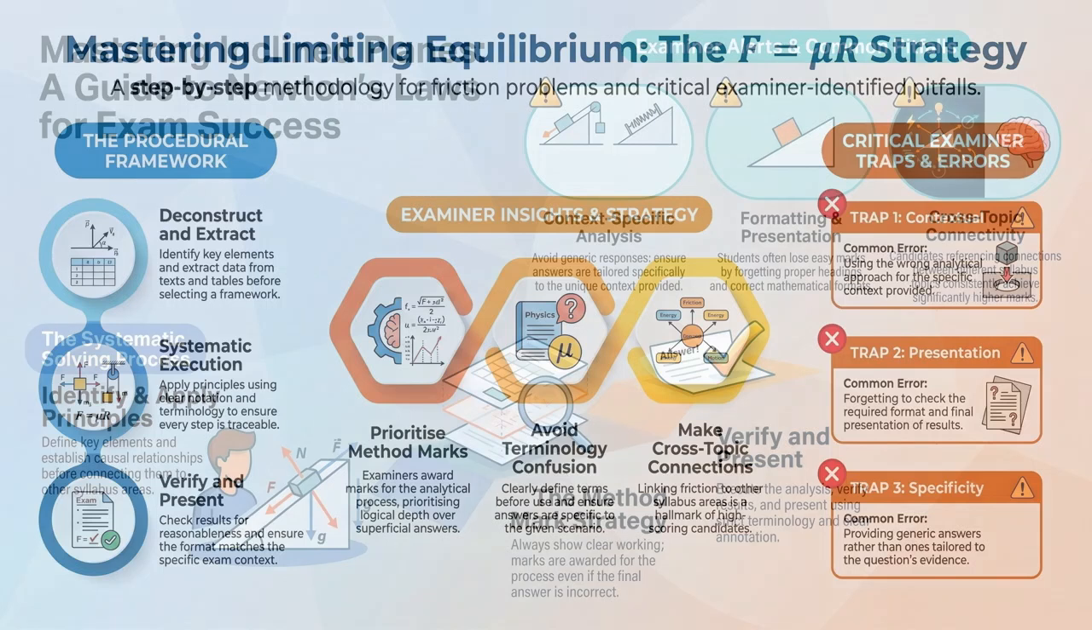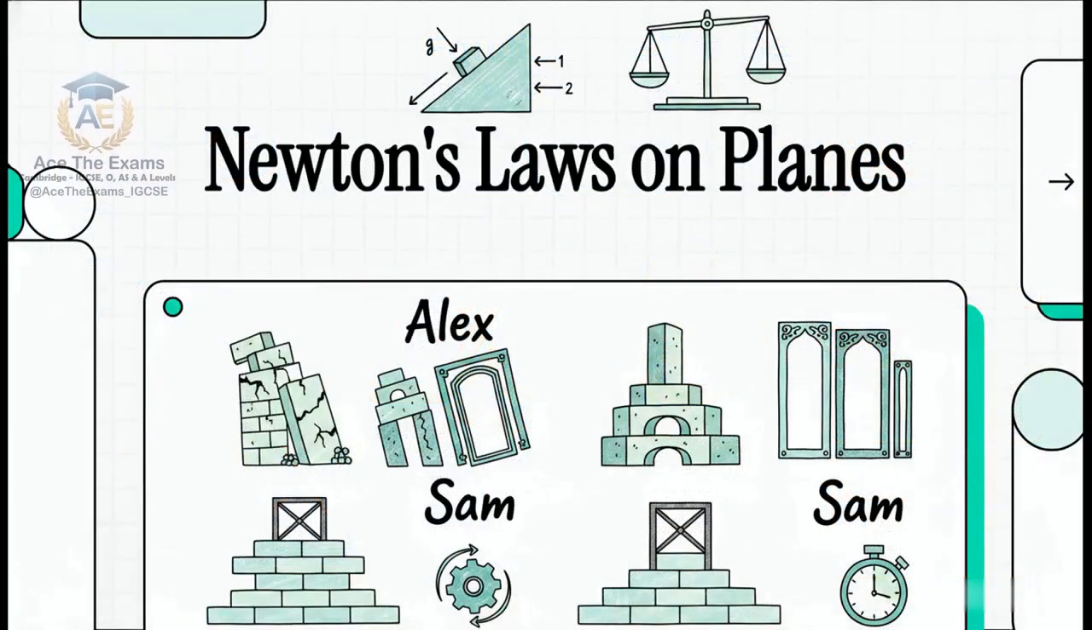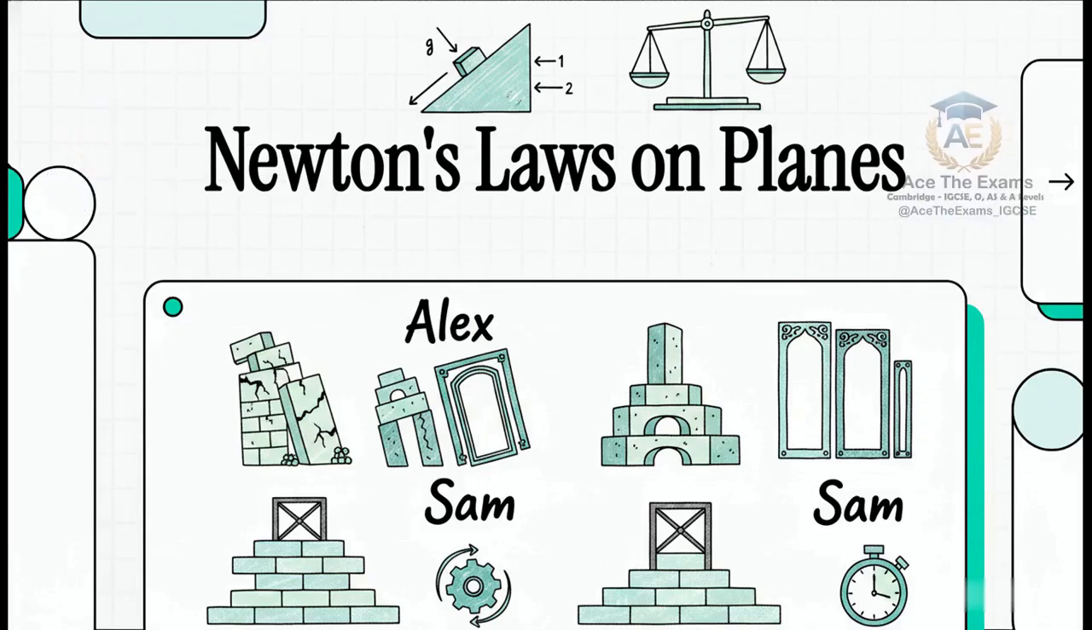Listen, as your chief architect for this explainer, my primary job today is to show you exactly how to build an absolutely unshakable, heavy-duty structural blueprint for Cambridge AS and A-Level Mathematics 9709. Specifically, we're locking in on the notoriously tricky terrain of Newton's laws of motion on inclined planes. Now, you might be wondering, why focus here?